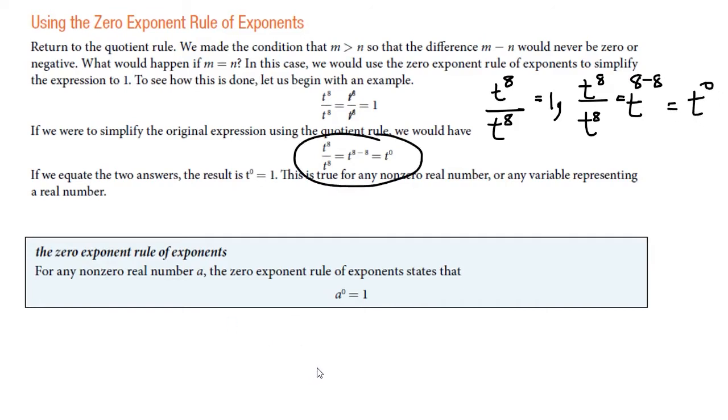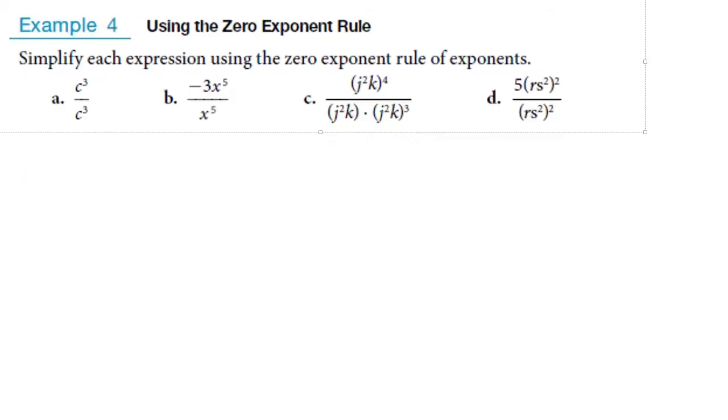So that suggests the zero exponent rule: for any non-zero real number a, that's the base, a to the power 0 equals 1. In example 4, we're going to use the zero exponent rule.